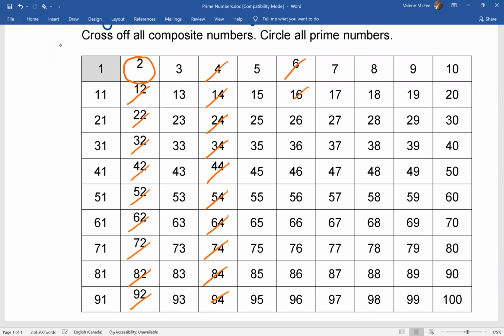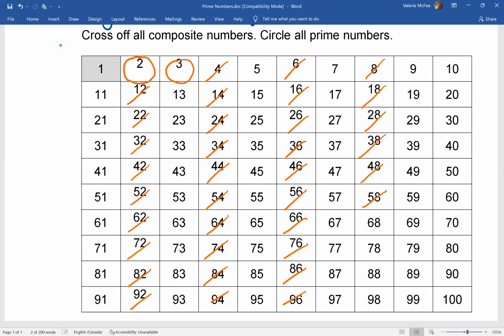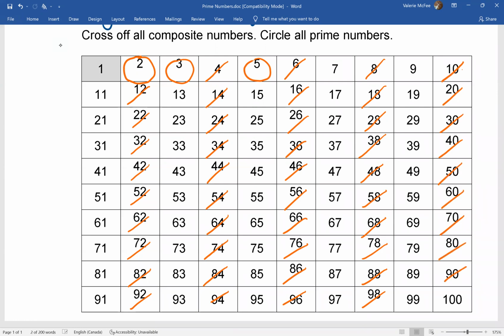What's the next prime number after 2? Yes, it is 3, so let's circle that. What's the next prime number after 3? I think we already listed that one. We said it's 5. Now, any number divisible by 5 can also be crossed off. So that means I'm crossing off the column of tens. We know those are divisible by 5, but everything in this column is also divisible by 5.